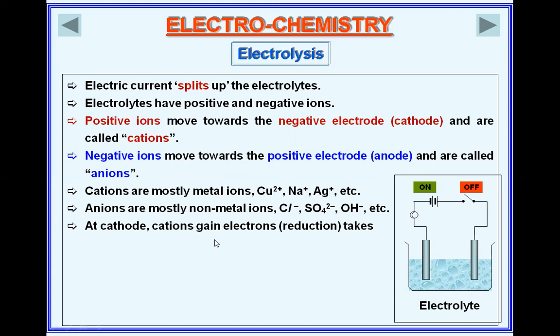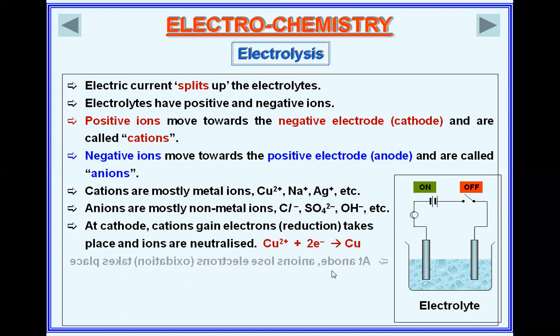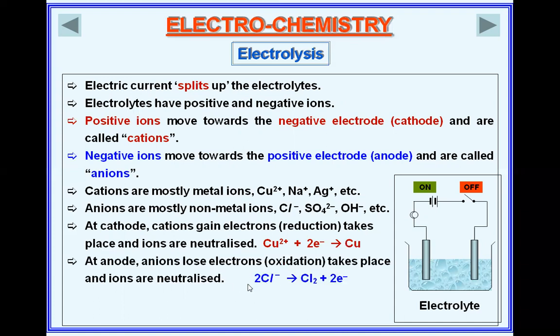At the cathode, cations gain electrons, reduction takes place. Copper ions before the reaction are positively charged. When they accept electrons, they produce copper metal, while negatively charged chloride ions lose their electrons, and oxidation takes place at the anode. So chloride ions change into neutral. In short, positive and negative ions change into the neutral condition through electric current. This process is known as electrolysis.